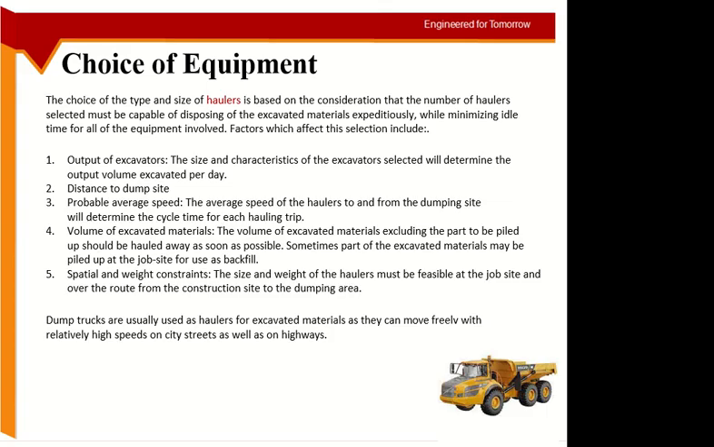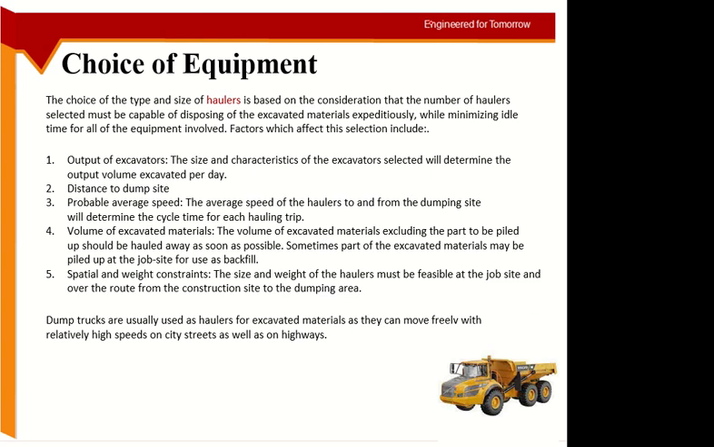So the hauler is something like this. You have an open cabin at the back, an open unit at the back where you can easily load the material and you can dump it. So this back cabin can tilt and then it can dump the material easily and so on and so forth.